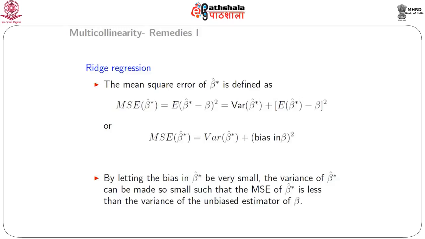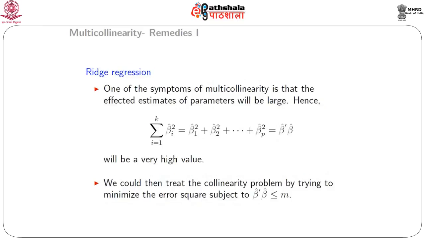So one of the symptoms of multicollinearity is that the effect estimates of parameters will be large. If beta hat gives me the ordinary least square estimate of the parameter beta under the presence of multicollinearity, then the sum of squares of these estimates will be a very high value. So the sum of beta hat i square, which can be written as beta 1 hat square plus beta 2 hat square plus up to beta p hat square, can again be written in terms of vector beta hat as beta hat prime times beta hat, and this value will be very high if they are obtained using the ordinary least square method in the presence of multicollinearity.